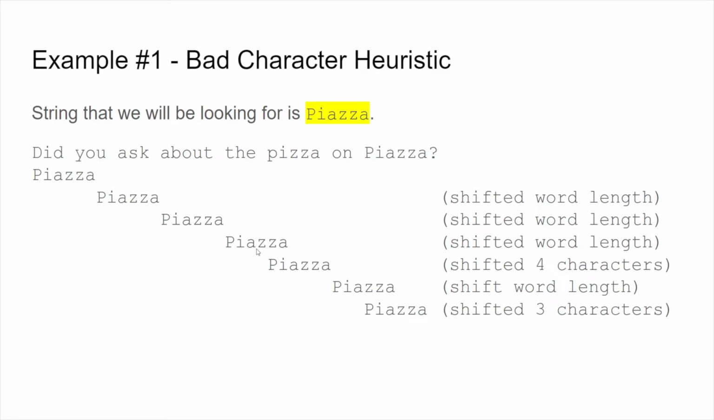However, we do have an I within the word that we're looking for. So we shift however many characters in order to get the I's lined up. And in this case, it would be 4 characters. And here we see that the I's line up and the P's line up.